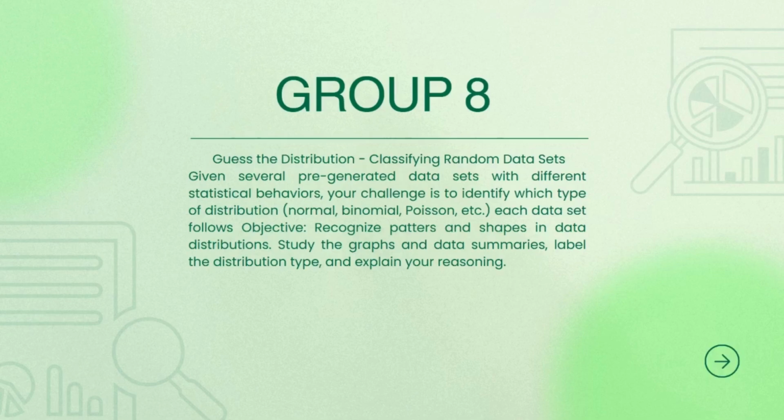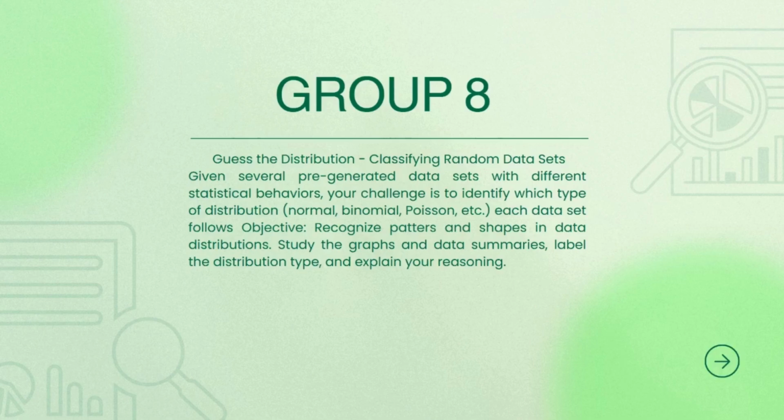Classifying Random Data Sets. This activity is part of the simulation and modeling that help us to understand the behavior of random events while statistics allow us to analyze data to identify patterns and make informed decisions. Stochastic process ties these together by describing systems that evolve with randomness over time.